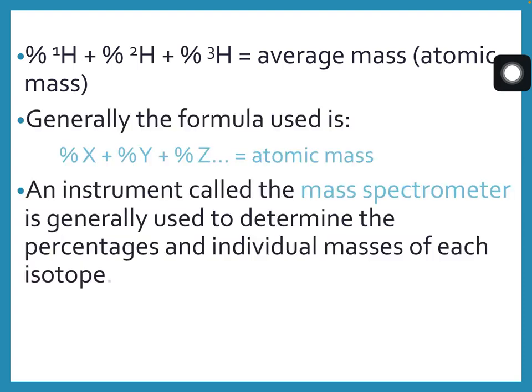So the general formula there, depending on the number of isotopes that exist, is the percent of the mass of each one, and then all of those added together will give us the atomic mass. And the way that we find out the percents of each of those is through an instrument called a mass spectrometer. So once a sample is put into a mass spectrometer, it can tell us what percent of each of the different isotopes exist in a particular sample.